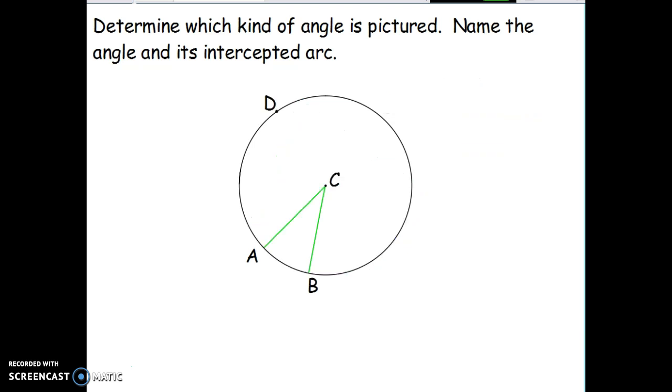Okay? On this next angle, we can see that the vertex of this angle that's highlighted in green is at the center of the circle. So this angle, angle ACB, is a central angle. And its intercepted arc, if we follow these out, is between those two sides, which is AB.